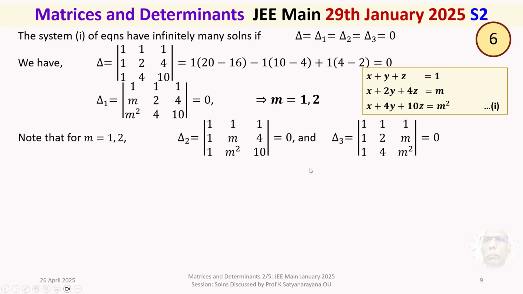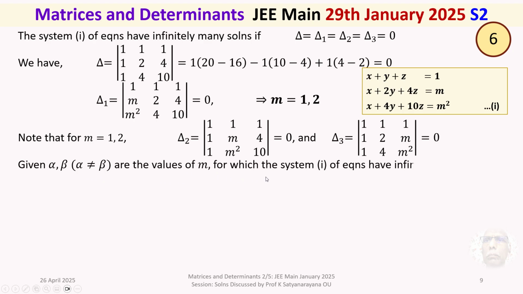Right. So m is equal to 1, 2 are also satisfied in this case. Right. Given alpha and beta, alpha not equal to beta, these are the values of m for which the system 1 has infinitely many solutions. Now the answer to the question.